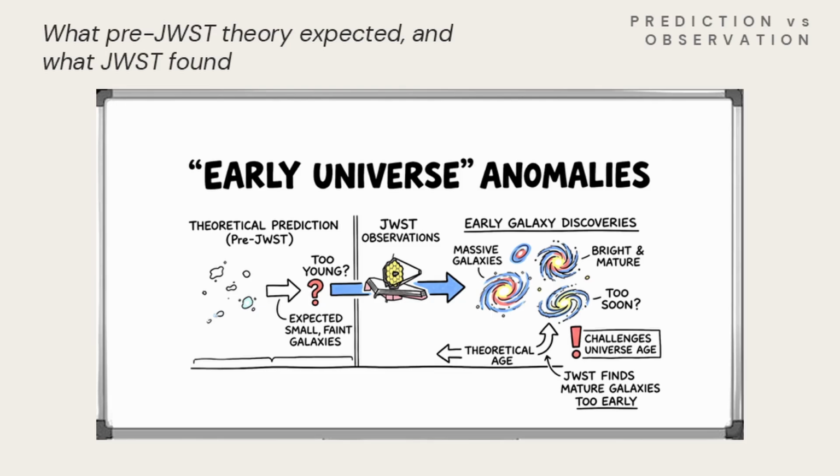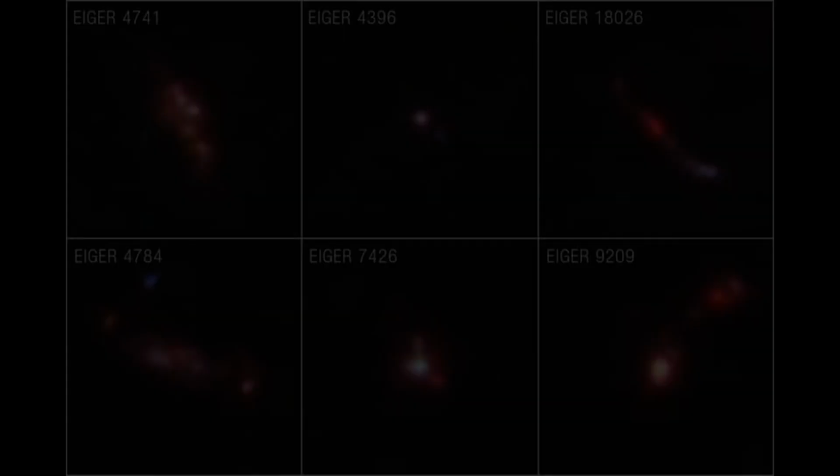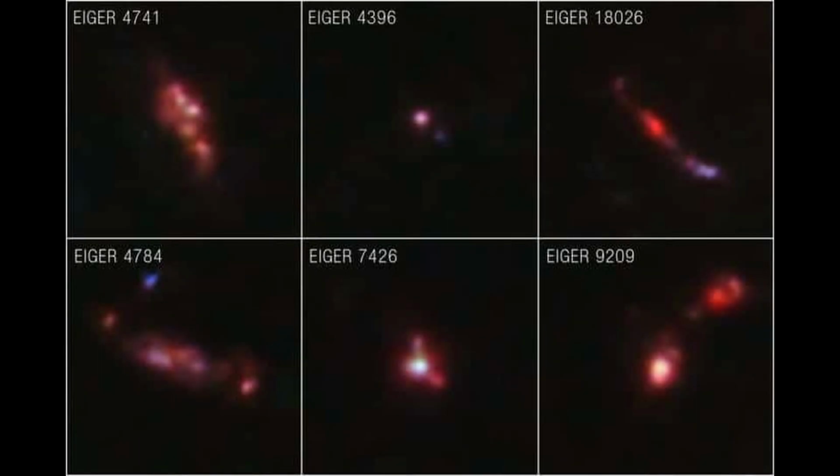A landmark paper by Labbé and colleagues, published in Nature in 2023, reported candidate massive galaxies at redshifts near z=9, with stellar masses comparable to the Milky Way, observed when the universe was, according to the standard timeline, less than 700 million years old. The Standard Model assigns the universe an age of 13.8 billion years, the age the Big Bang timeline derives from the cosmological principle chain.